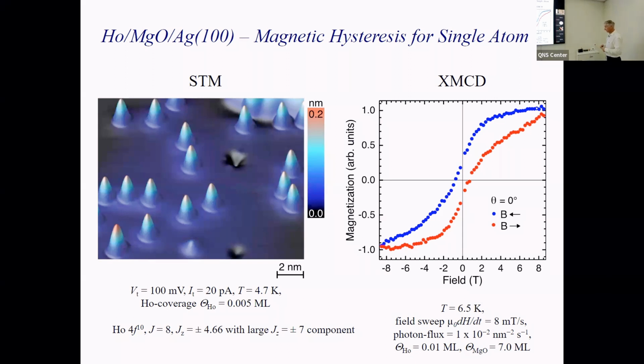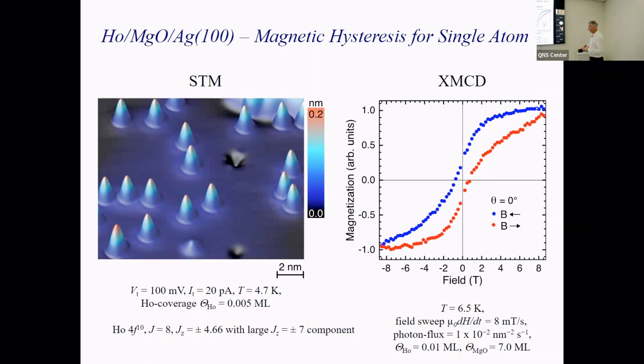So on the left-hand side, you see here an STM image of this system, holmium atoms sitting on a MgO surface. And on the right-hand side, you see an XMCD measurement. Now, one has to be a little bit careful with these measurements, because in principle, if you do an XMCD measurement, you bombard your system with high energy photons. And in addition, you make ensemble measurements, so it can be that some of your holmium atoms are sitting at adsorption sites that are not the ones that you are interested in, but nevertheless, they contribute.